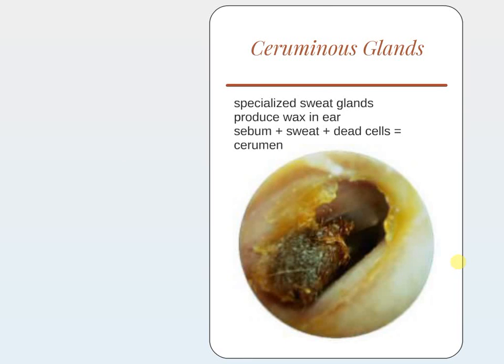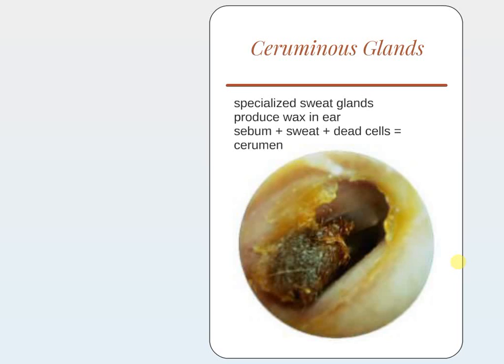The book doesn't talk a ton about them, but they are accessory structures of the integumentary system. Ceruminous glands are specialized sweat glands, and they produce the wax that is found in your ear. If you mix together sebum and sweat and dead skin cells, you get cerumen, or earwax. It's very delightful. There's two types of earwax. There's the dry, flaky kind that's usually ashy gray or white in color. And then there's the moist kind.